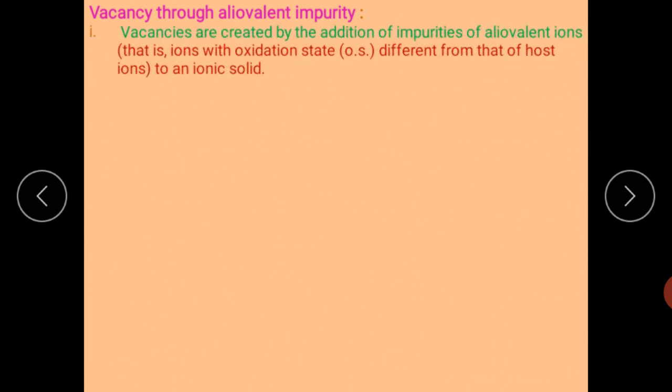Aliovalent impurity means the vacancies are created by the addition of impurities of aliovalent ions, that is, ions with an oxidation state different from that of the host ions, to an ionic solid. And aliovalent ions means the same element having two different oxidation states.